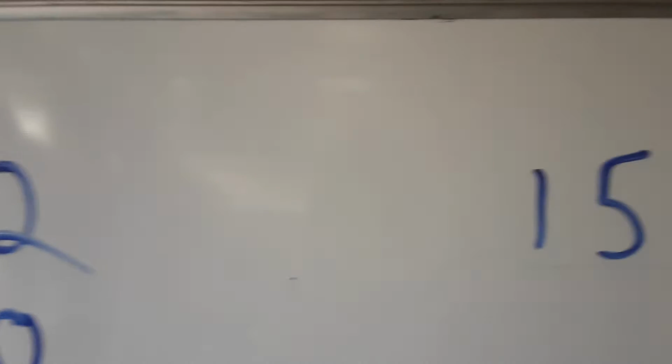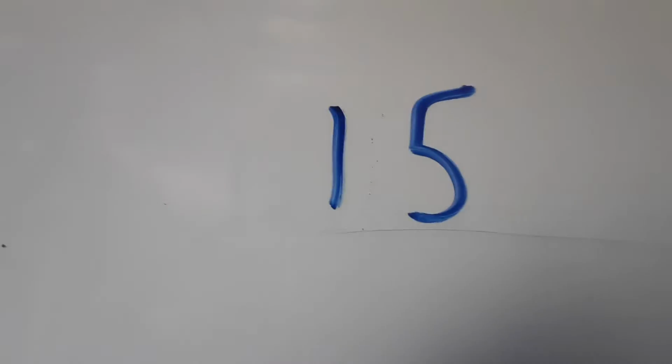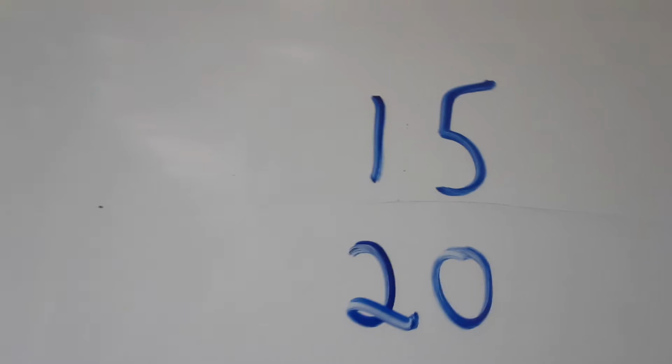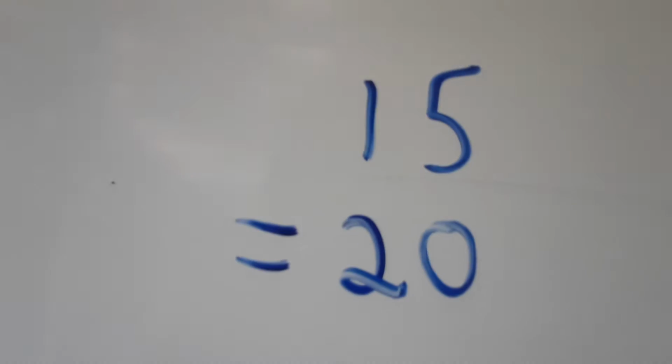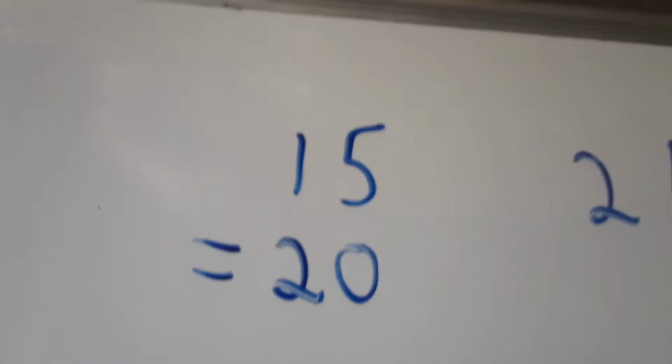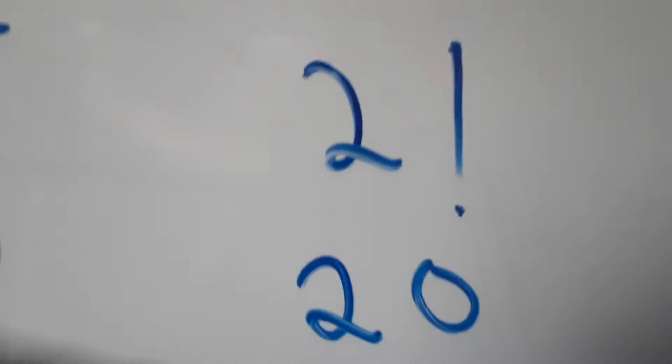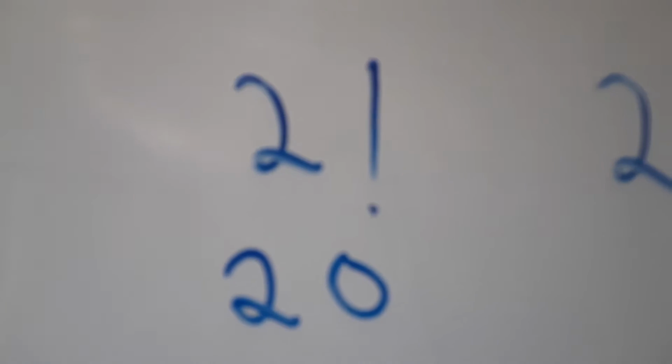Okay, and then 15. So 15 now, it's 5 and upwards, so your final answer is going to change. It's going to give you 20 as your final answer. So if you're rounding off to the nearest 10, and we have 21, 1 is not greater than 5, so it's going to give us 20 as the final answer.